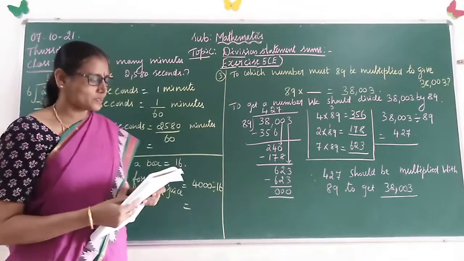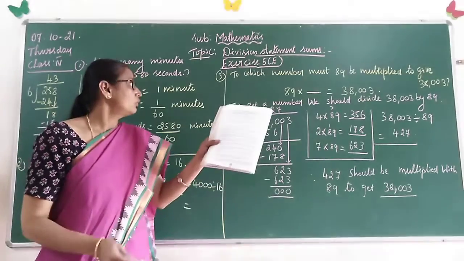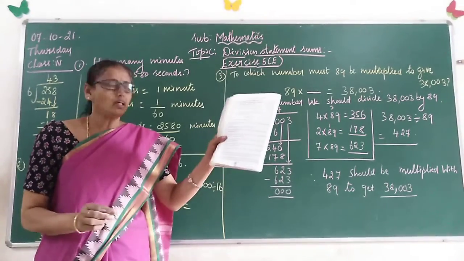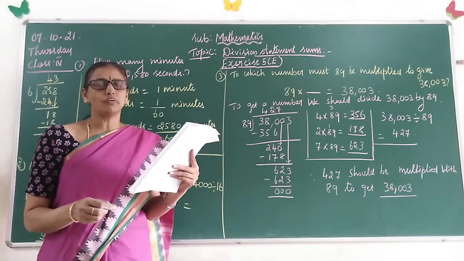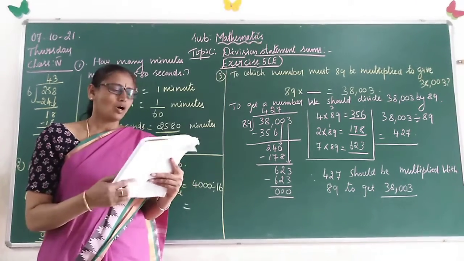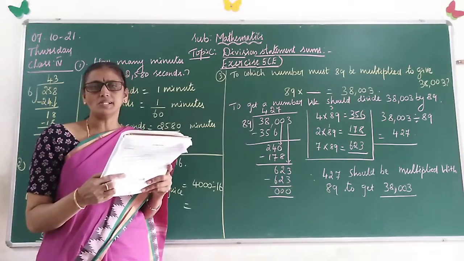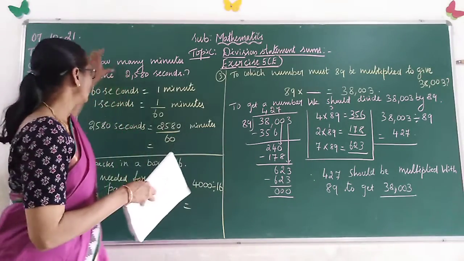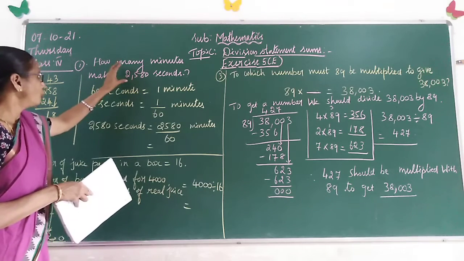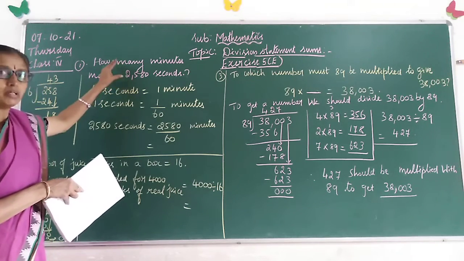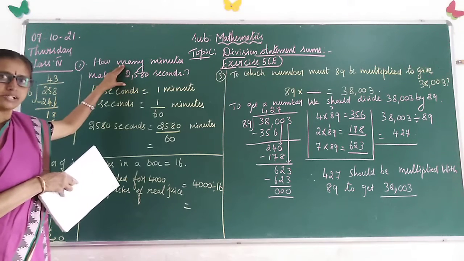Today's topic is division statements of children, page number 52, exercise 5A. First question is, how many minutes make 2580 seconds? Children, you have to find how many minutes are there in 2580 seconds.